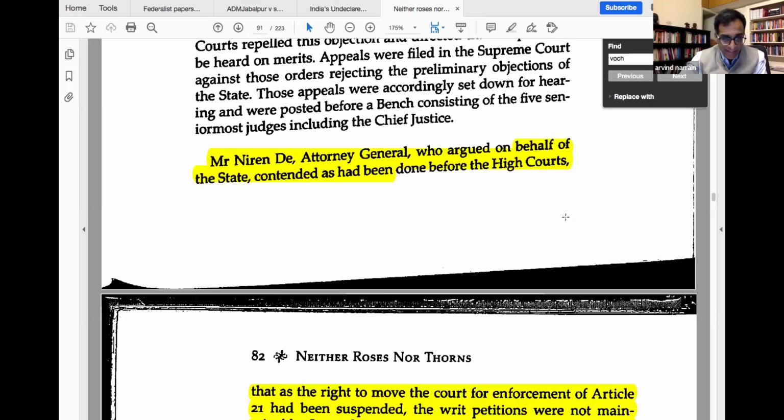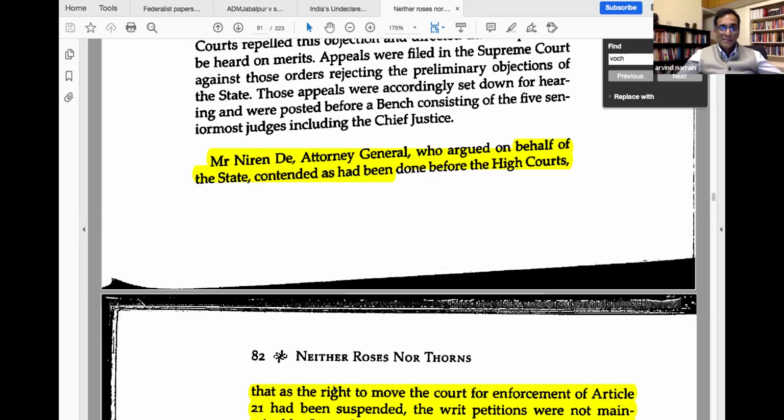Somebody please. Somebody read it. Okay, I'll read.